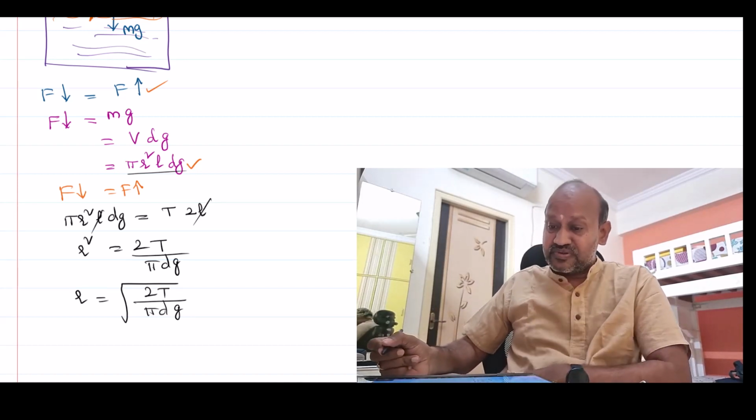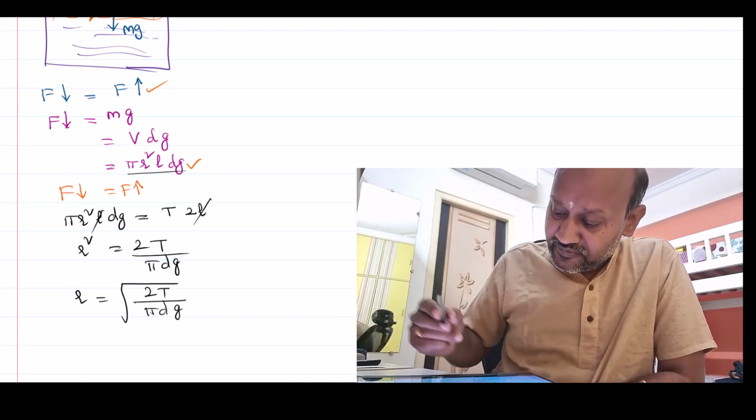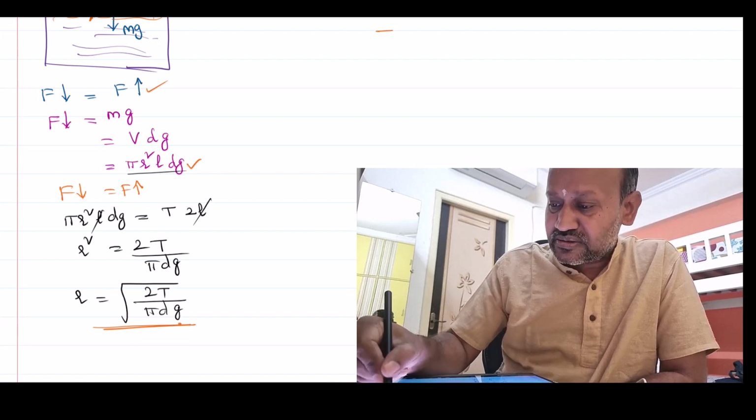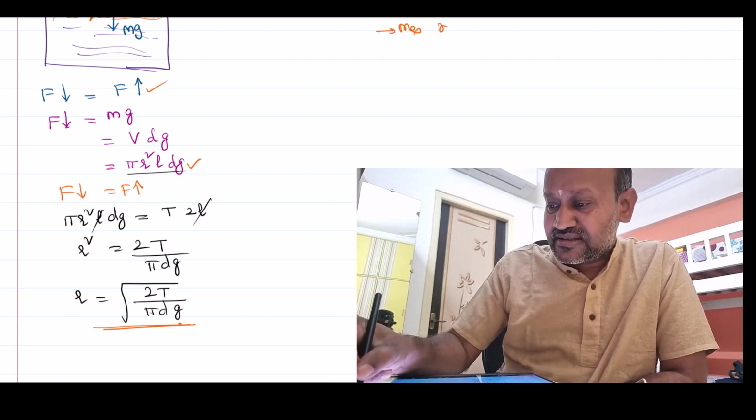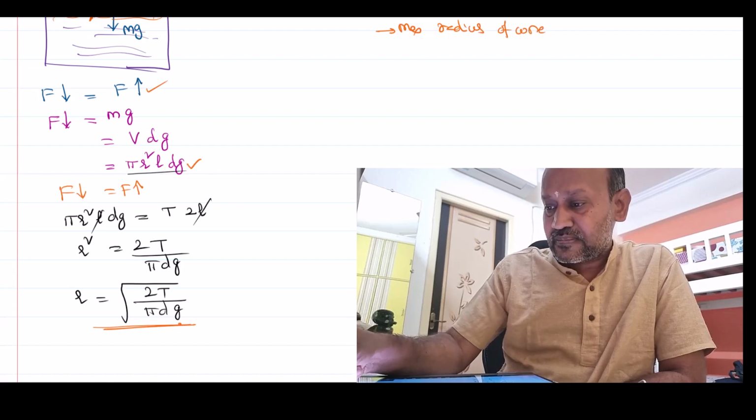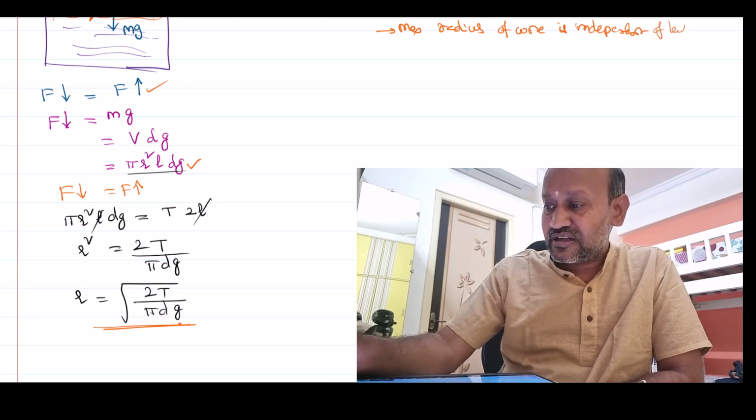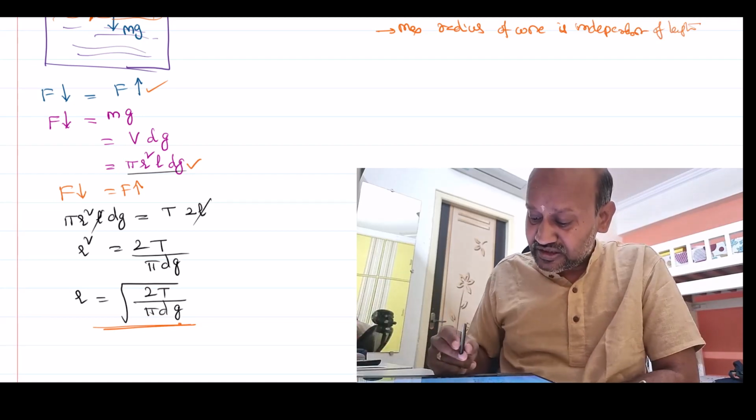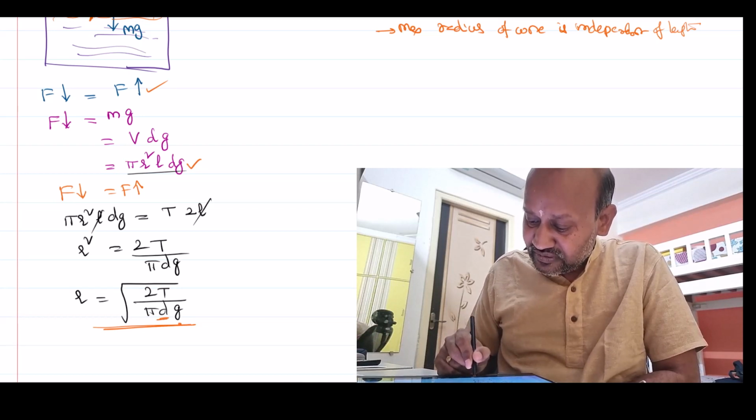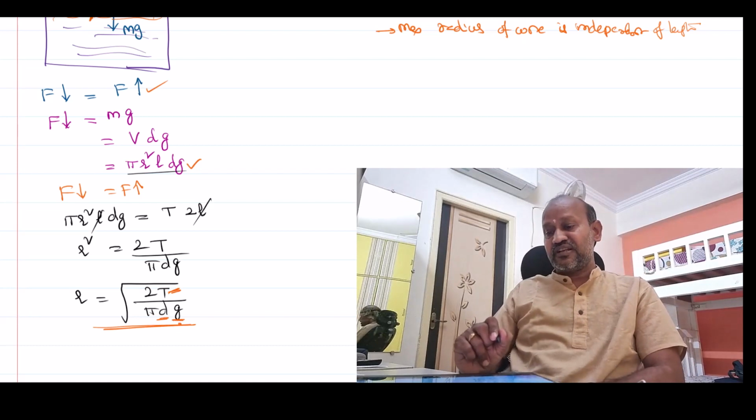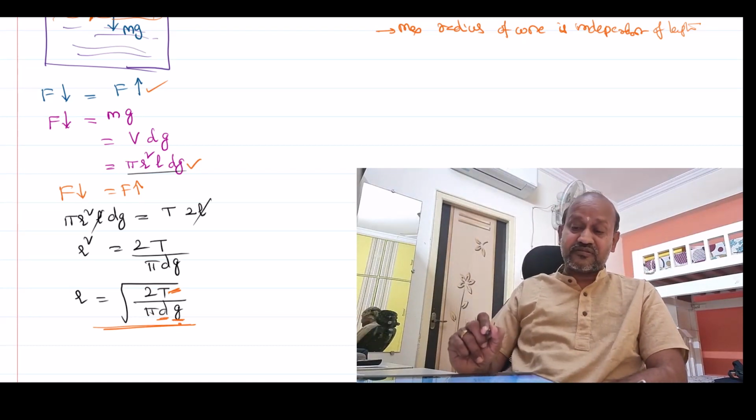I want you to observe and understand one point carefully. There is no term L here. That means what? The maximum radius of the wire is independent of length. It doesn't make a difference what the length of the wire is. But of course, it depends on the density of the wire, the acceleration due to gravity, and the surface tension of the liquid. It's not dependent on the length of the wire.